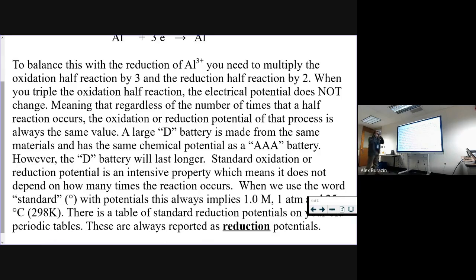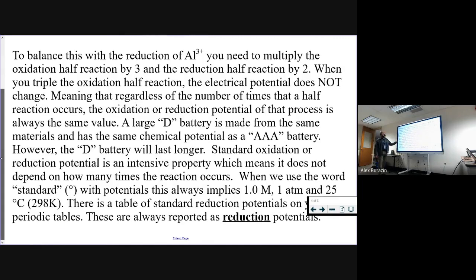All right, so the electrical potential does not change regardless of how many times it occurs, meaning that regardless of the number of times that a half reaction occurs, the oxidation or reduction potential of that process is always the same value. A large D battery is made from the same materials and has the same chemical potential as a AAA battery. However, the D battery will last longer. Standard oxidation or reduction potential is an intensive property, which means it does not depend upon how many times the reaction occurs.